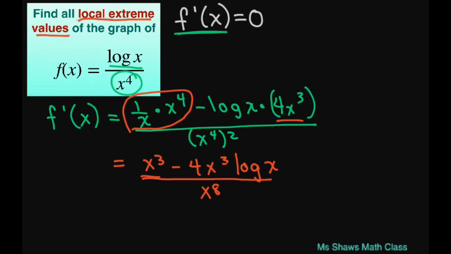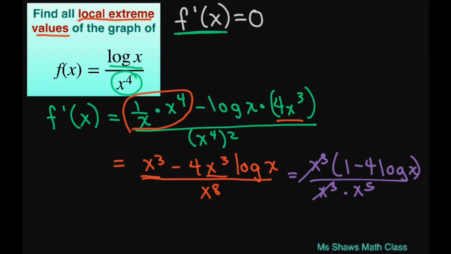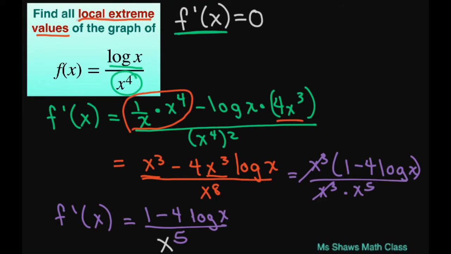Now let's go ahead and factor out x cubed. So if you factor out x cubed, this is going to equal x cubed, and then we're going to have 1 minus 4 log of x. And then the denominator, I can break this up, x cubed times x to the power of 5. So these cancel. So our f prime of x is just going to equal 1 minus 4 log of x divided by x to the power of 5. Now we set this to 0.